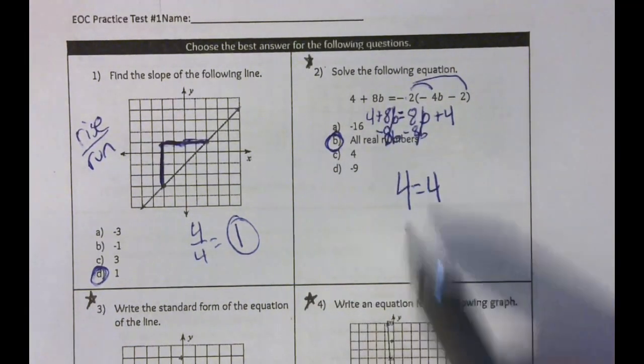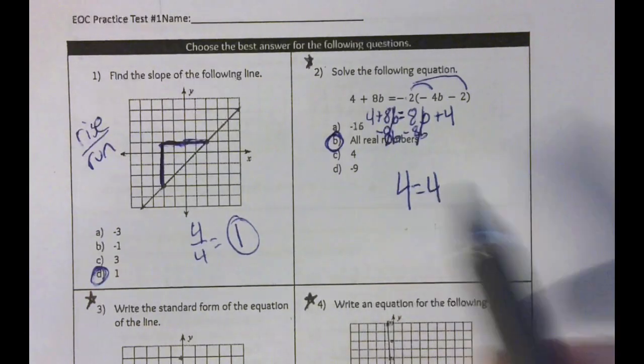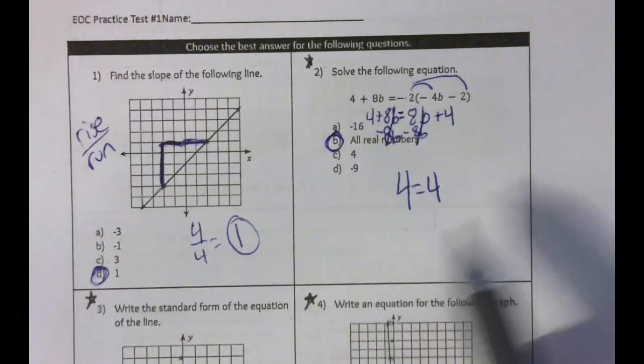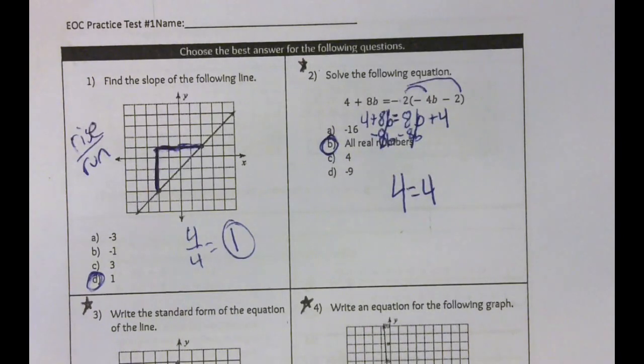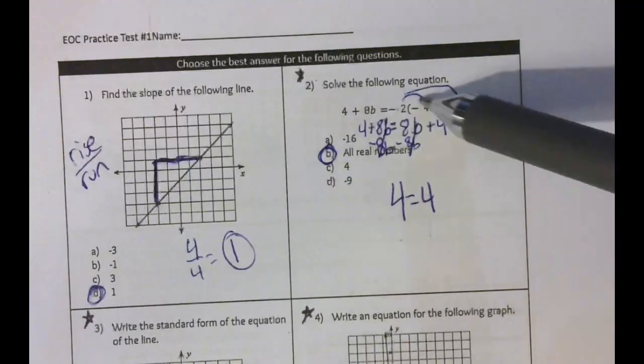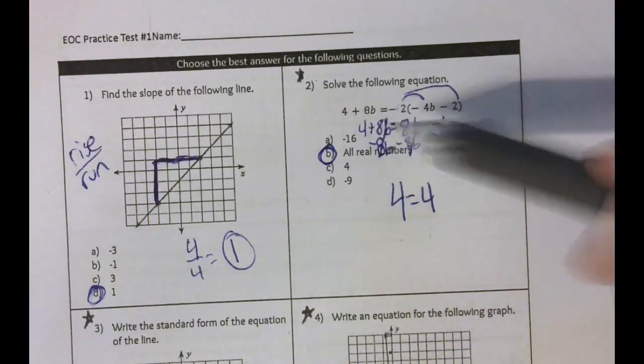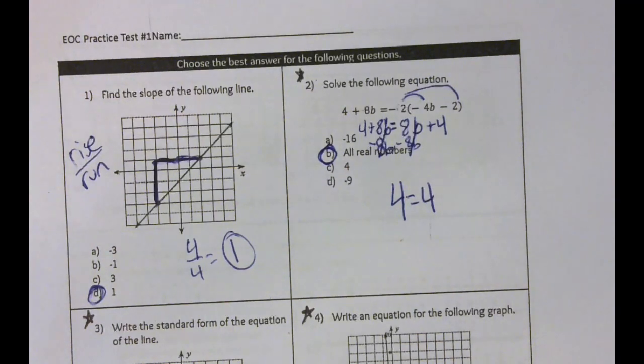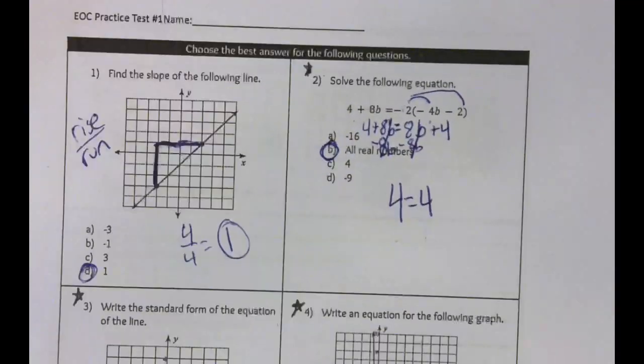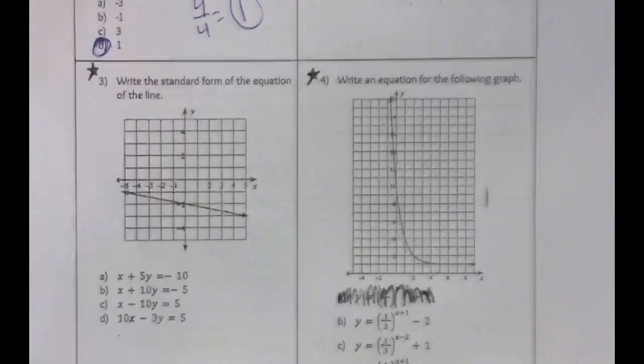If you ended up with like 4 equals 2 or 4 equals literally anything other than 4, something that's not true, then that would be no real solutions, but that's not even an option here. So just one of those things, like after we distributed that negative 2, we ended up with the exact same thing on both sides. So this is the same as this, no matter what. Cool. Moving on. Number 3.